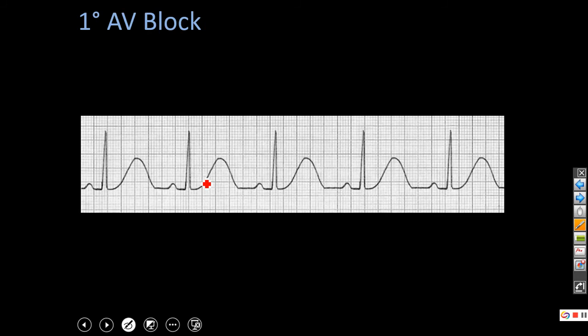Here's an example. You can see here one large box like that. That's 0.20 seconds. So if the beginning of the P wave to the beginning of the QRS is greater than one large box, then you know that it's a first degree AV block. And of course, we still have one P wave for every one QRS. And the PRs are consistent as well. You don't see fluctuating PRs generally with first degree AV block. The PR should be consistent, just longer than 0.20 seconds.